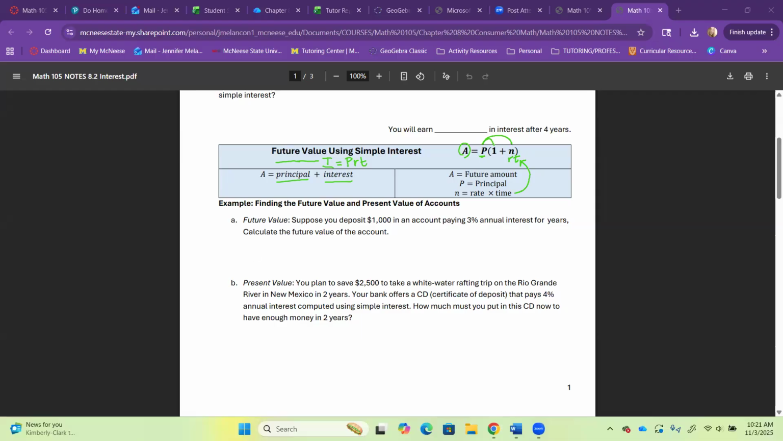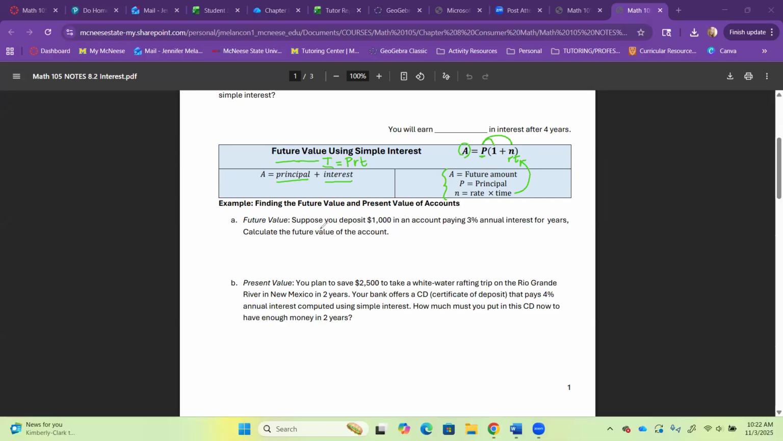It's still simple interest, just looks a little bit different. So you're going to have to remember all of the little labels that are used for these formulas. And on a test, you would always be given these formulas. All right, so find the future value and the present value of an account.